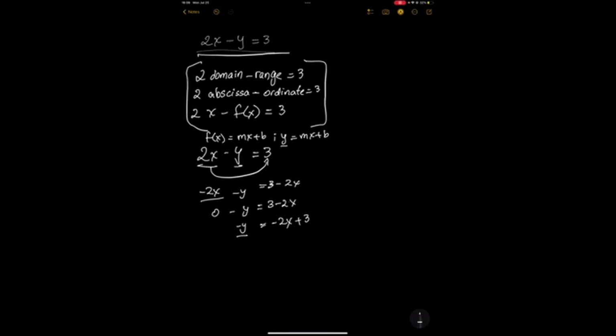So, to make this positive, we're going to multiply both sides by negative 1. You remember, negative times negative equals positive. So that's going to be y equals 2x. Negative times positive is going to be negative. So basically now we got the function y equals 2x minus 3, or f of x equals 2x minus 3.